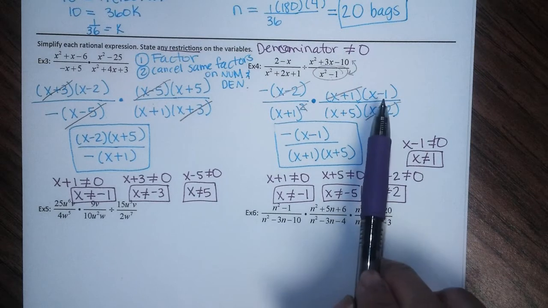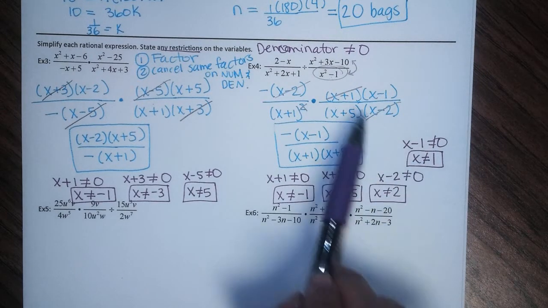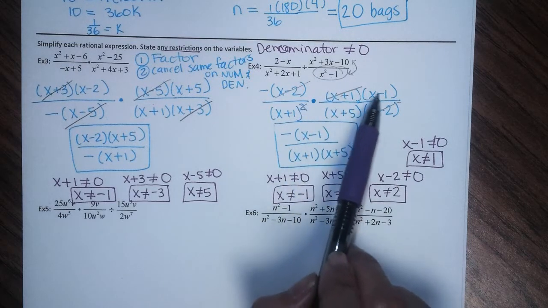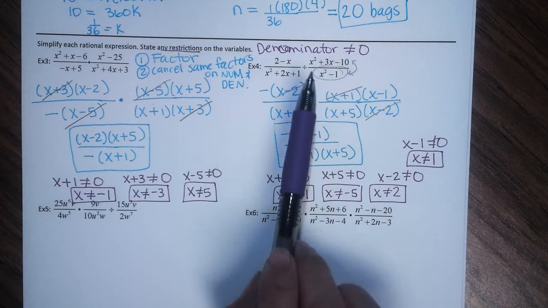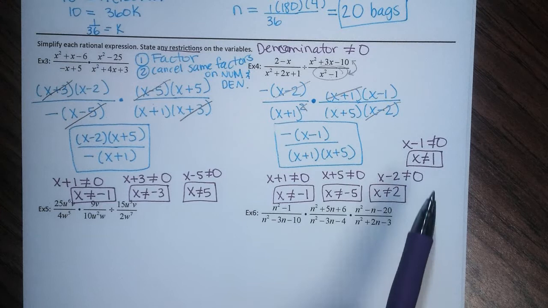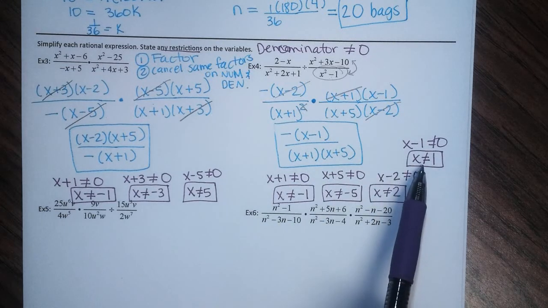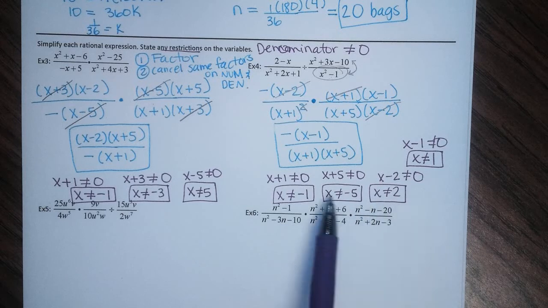So again, this x minus 1, even though it is on the numerator, it's still going to be part of the restriction because in the original problem, this x minus 1 factor was on the denominator. So that's still going to be your denominator cannot equal 0, which I think I forgot to include on my answer key. So I'll go ahead and add it. So the restrictions are x can't equal negative 1, negative 5, 2, and positive 1.